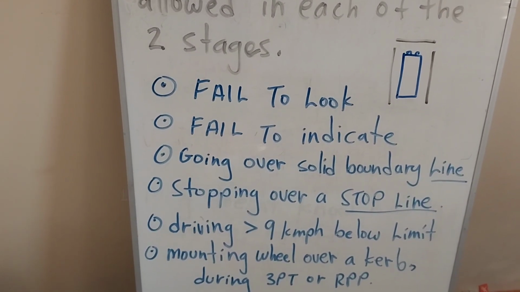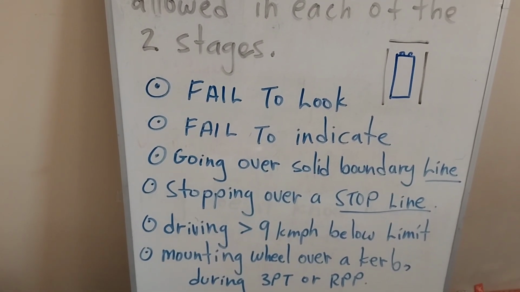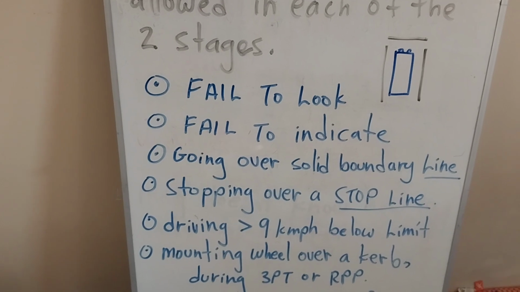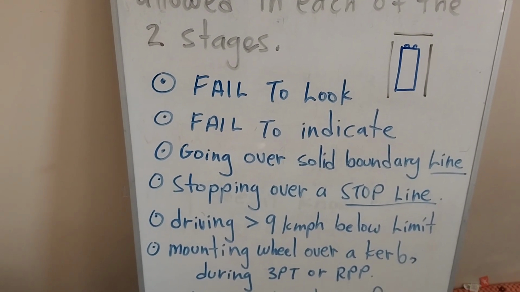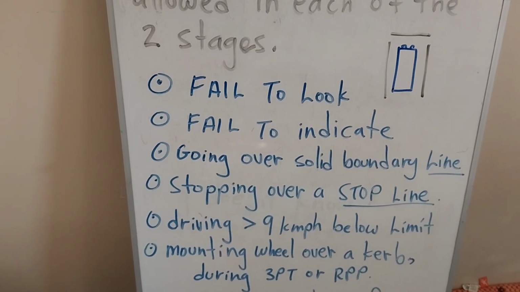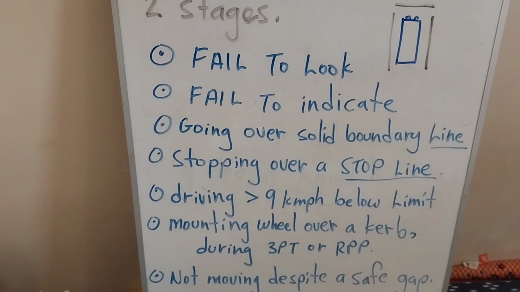But during a normal drive, if the tire goes over a curb, suppose you're turning at a roundabout and the wheel goes over the curb, that would be immediate end of test, immediate termination. So the critical error for mounting a wheel is assessed at a 3-point turn or a reverse parallel parking maneuver.